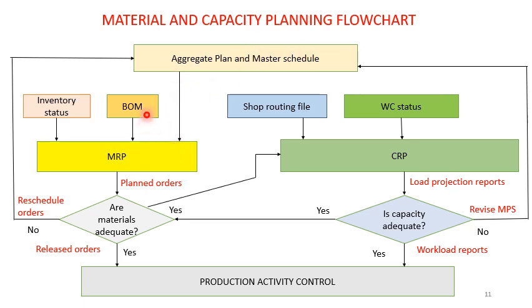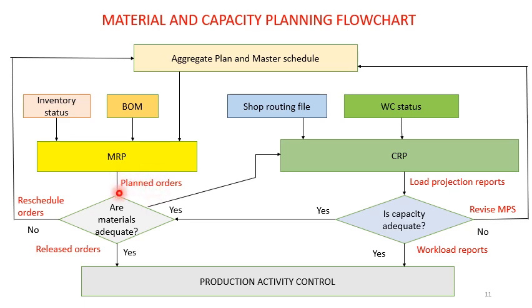And there is the bill of materials, BOM, and the inventory status. How much inventory is there? What is the status of inventory, etc.? So that will be one of the inputs. So three major inputs here: inventory status, bill of materials, and the aggregate plan and master schedule, going into MRP. Now the output of that is the planned orders. We have seen in the previous slide that one output is the planned order.